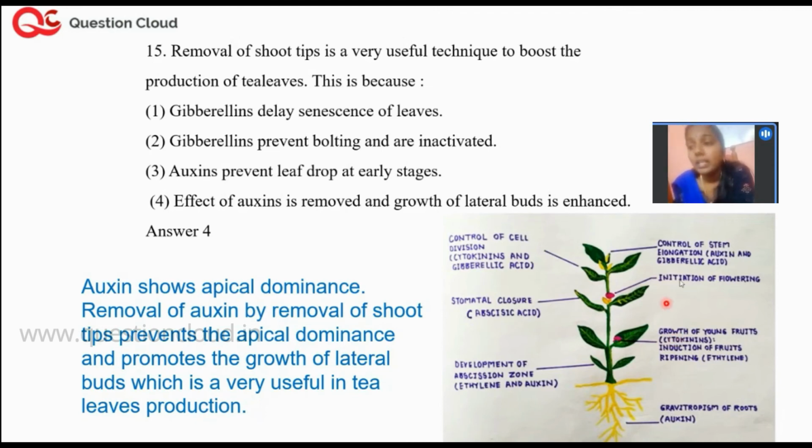If you want to promote the fruit bud and promote flowering, then you need gibberellic acid. So gibberellic acid is important for flowering. And next is control of the stem elongation. If we want to control stem elongation or height, then auxins and gibberellic acid are important.